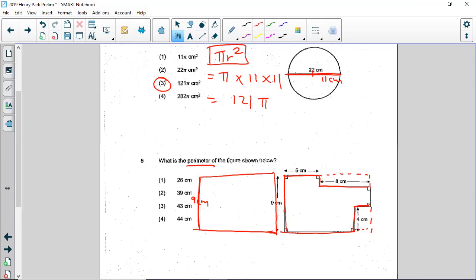So what's the breadth? The breadth is 9 cm. What's the length? The length is 5 plus 8, 13. Opposite side is 13. So you just have to add all the sides of the rectangle. So 13 plus 9 is 22, plus another 22. You will get perimeter of the rectangle, which is 44 cm. So what's the method here? Pull out method. You use the pull out method when some sides don't have numbers.